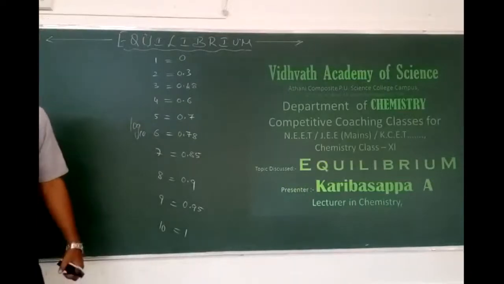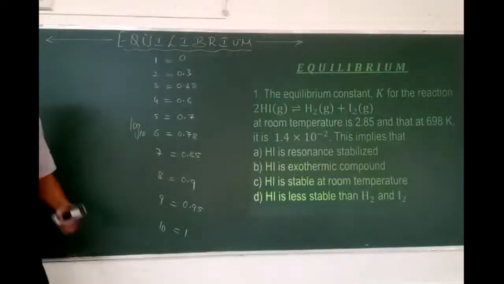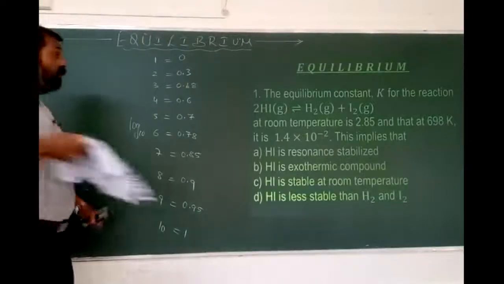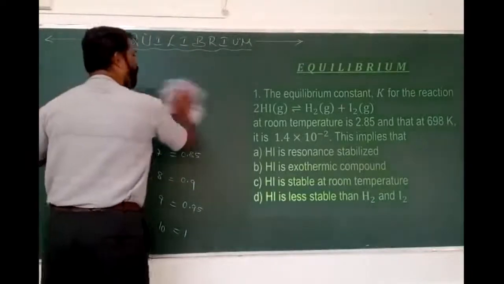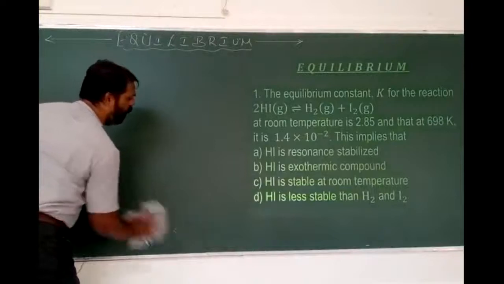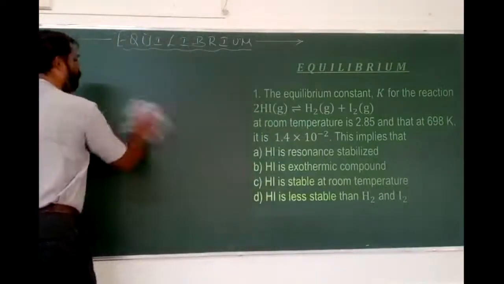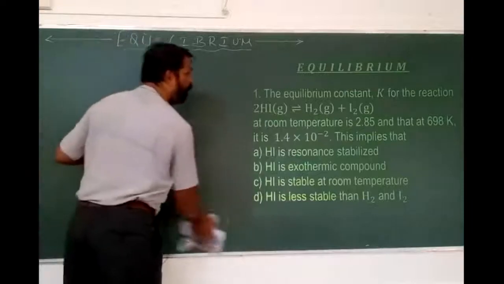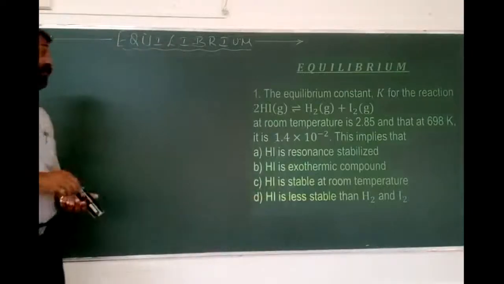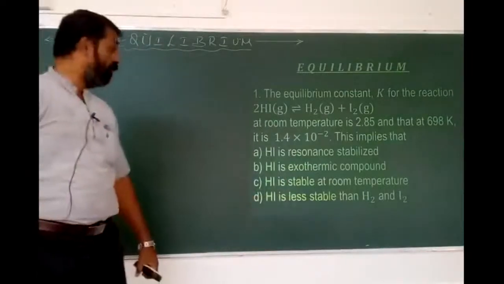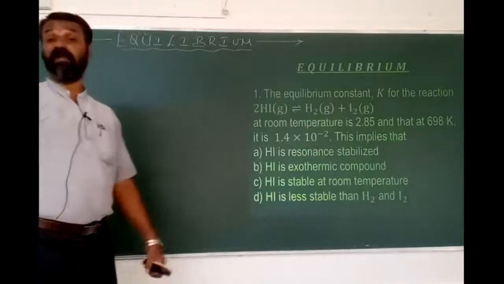The first one. The equilibrium constant K for 2HI giving H2 plus I2 at room temperature is 2.85, and at 698 Kelvin it is 1.4 into 10 to the power of minus 2. Therefore, what does that imply?